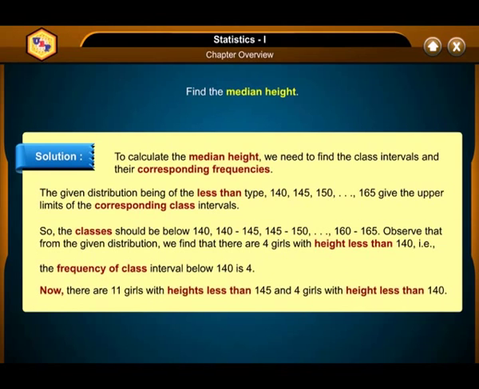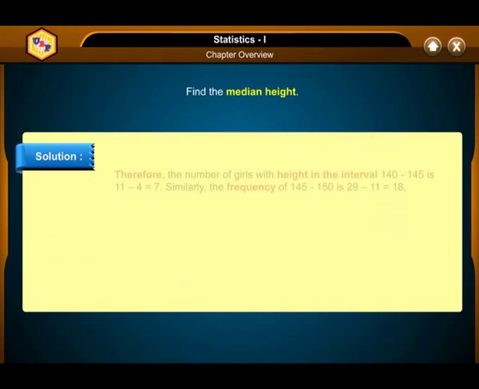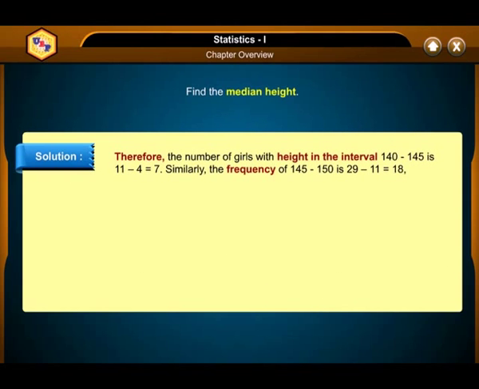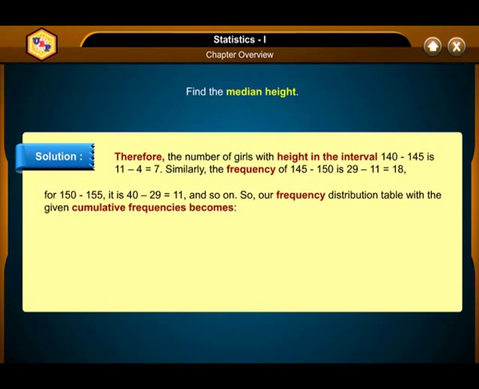Now there are 11 girls with heights less than 145 and 4 girls with height less than 140. Therefore, the number of girls with height in the interval 140 to 145 is 11 minus 4 equal to 7. Similarly, the frequency of 145 to 150 is 29 minus 11 equal to 18. For 150 to 155, it is 40 minus 29 equal to 11, and so on.